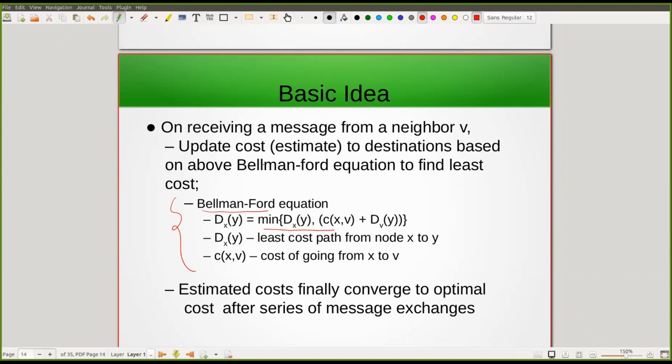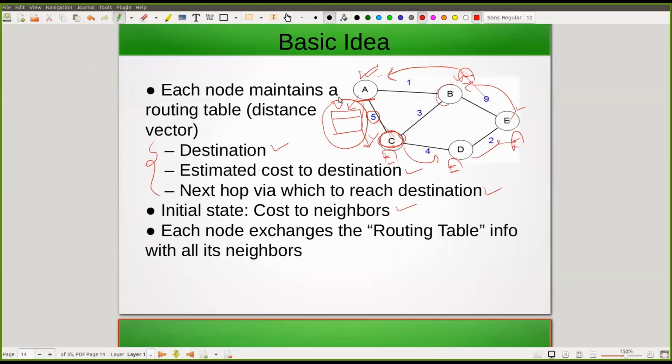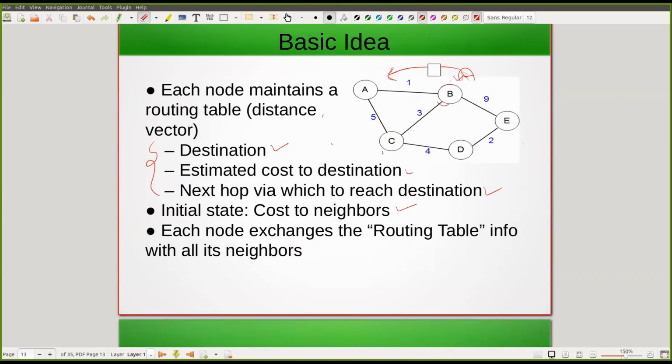This is the Bellman-Ford equation. Very simple equation. So what does the Bellman-Ford equation tell us? Let's look back into this diagram to understand this better. What the Bellman-Ford equation is saying, very simple. Let's look into this diagram to understand it. So what the Bellman-Ford equation is saying, let's say, at node A, we have already maintained, let's look into it like this.